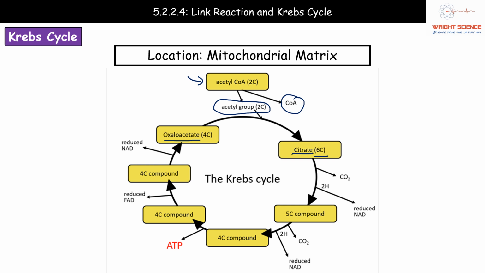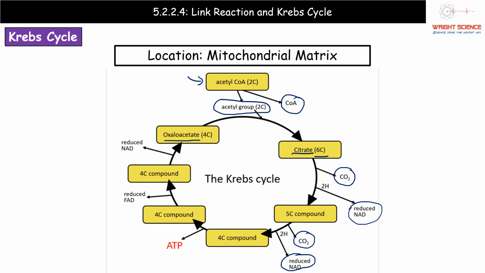So, from citrate, the first thing that's going to happen is carbon dioxide will be removed, decarboxylation. We also are going to form reduced NAD, which means we have dehydrogenation taking place. That gives us a 5-carbon compound. We then remove another carbon dioxide and form more reduced NAD, so decarboxylation, dehydrogenation, to get to a 4-carbon compound.